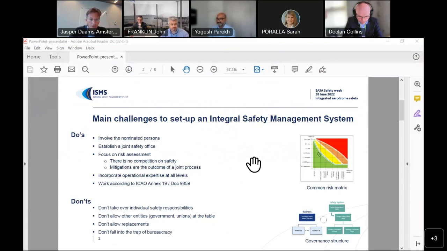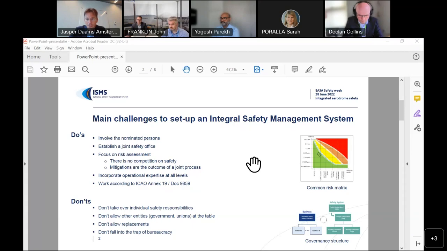To start with the do's: if you want to set up such a system, in my view, you need to involve the nominated persons. So the people actually responsible for the operational safety in their own organization, because at those nominated persons, also the trade-off between budgets and acceptance of risks comes together. And then you can have the truly productive conversation about joint risk acceptance.